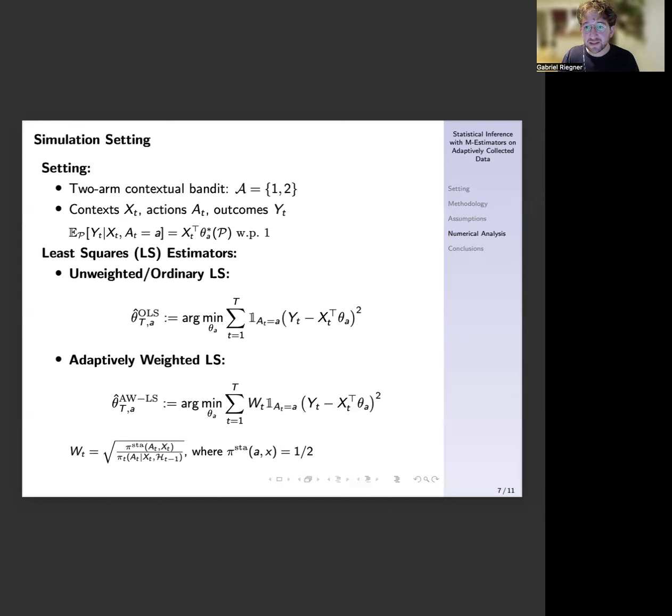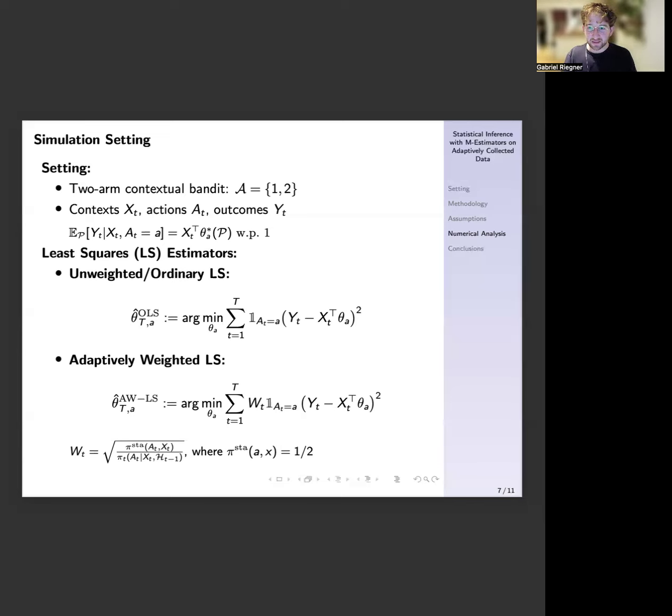Okay, so the authors demonstrate the effectiveness of their method through simulations. And here's the setup. In a simple scenario, they have a two-arm contextual bandit. This is a case where there are two possible actions to choose from at each time step. And the expected reward in this case is a linear function of the context, x of t, and depends on the chosen action, a of t.